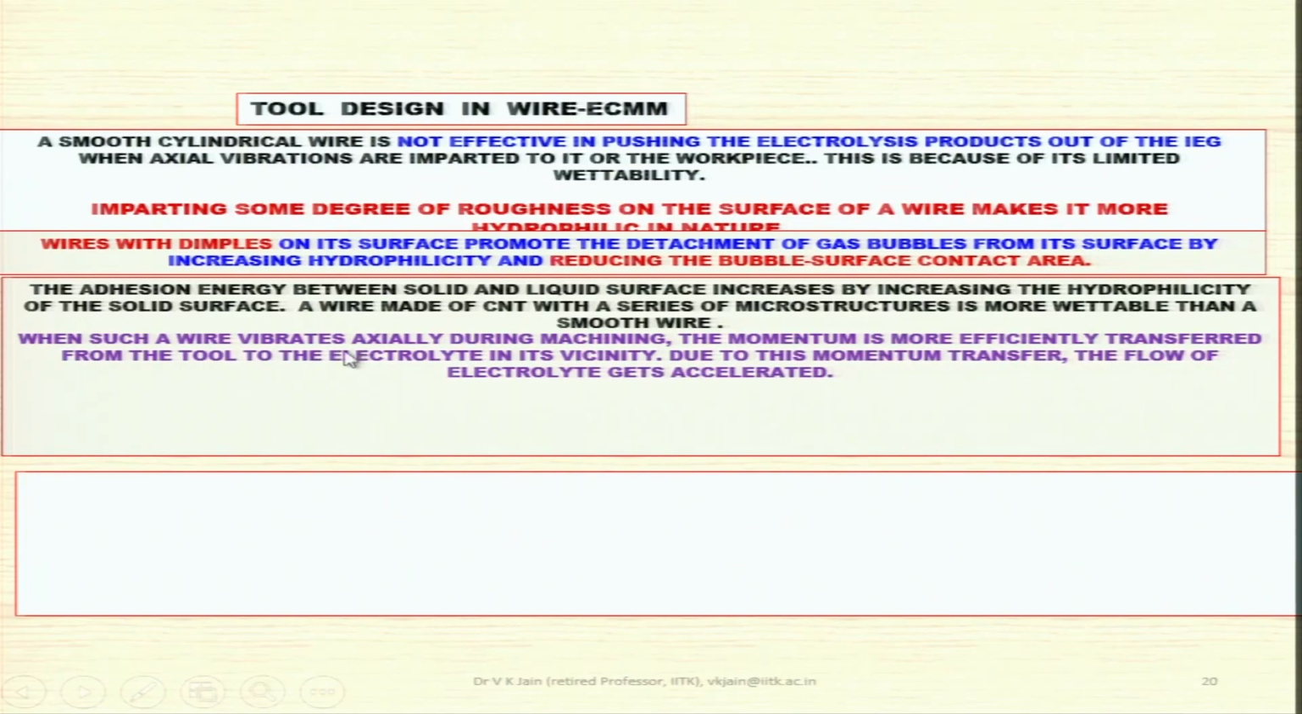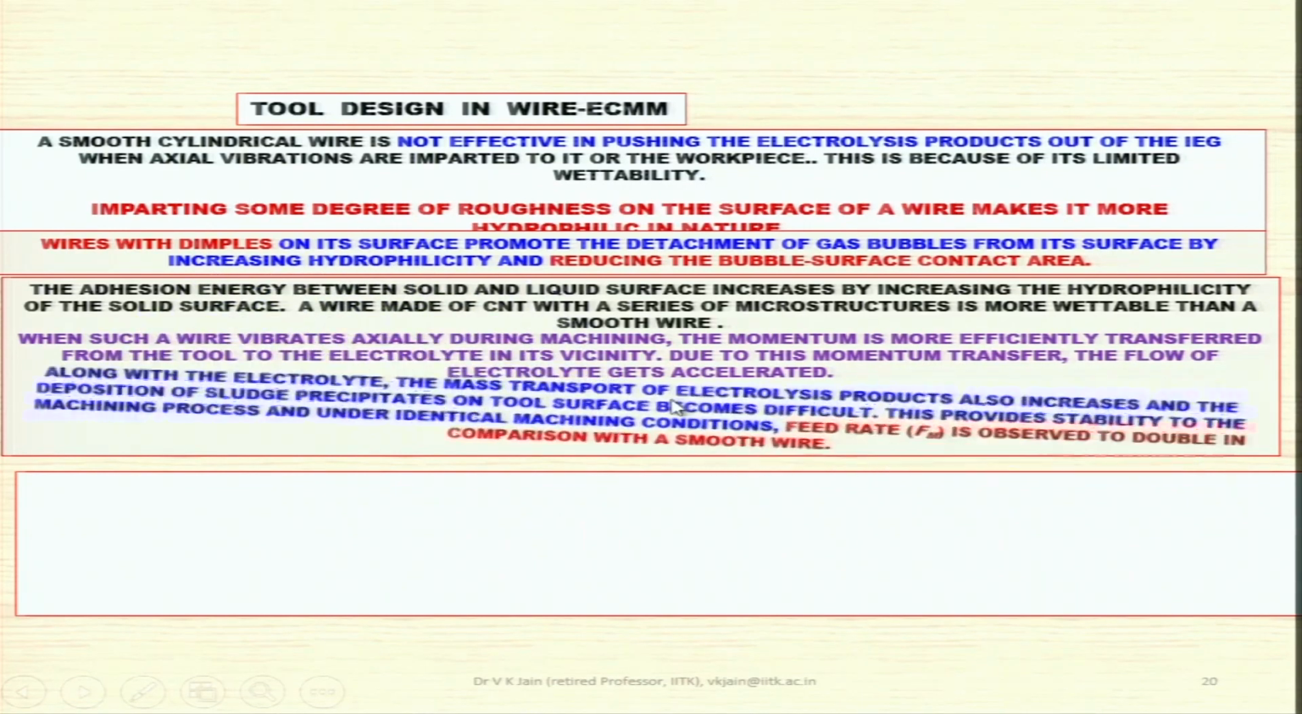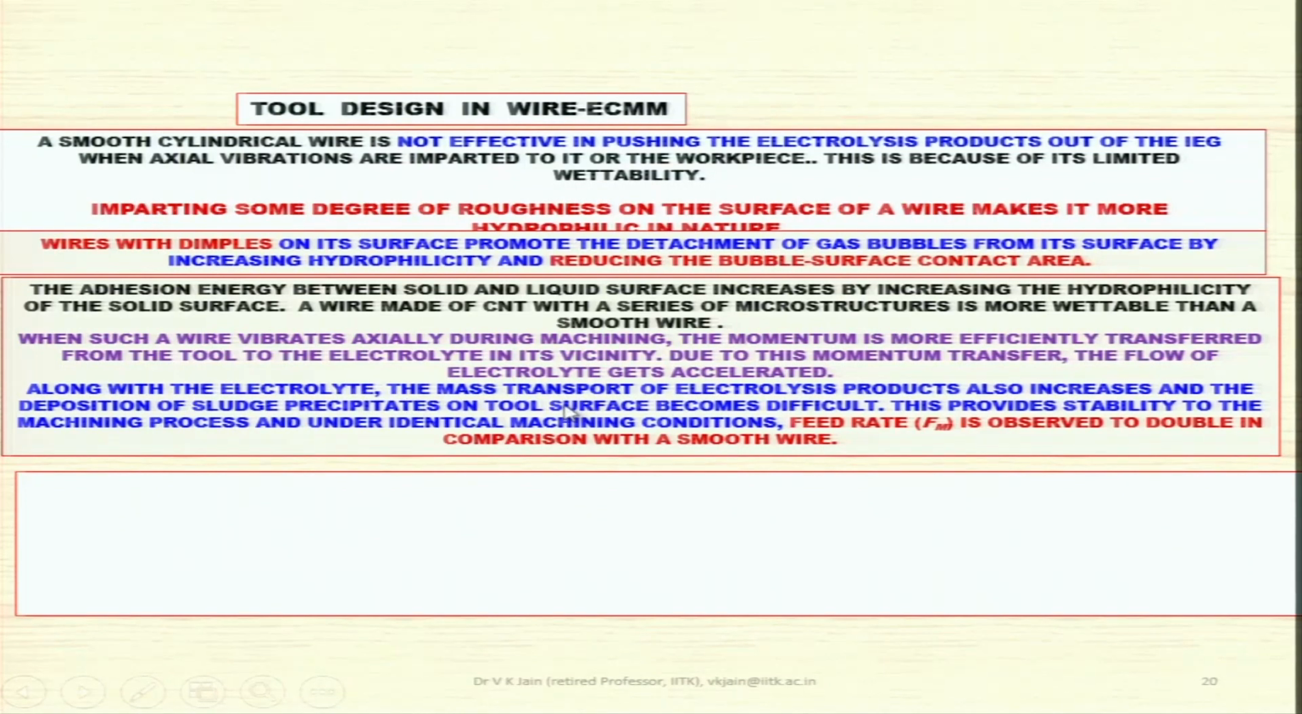When such a wire vibrates axially during machining, the momentum is more efficiently transferred from the tool to the electrolyte in its vicinity. Due to this momentum transfer to the electrolyte, the flow of electrolyte gets accelerated, and along with the electrolyte, the mass transport of electrolysis product, that is the reaction product or the sludge, also increases, and the deposition of sludge precipitates on the tool surface becomes difficult, because if sludge gets deposited on the tool surface, then the process performance will decrease and you may not get the desired component, and this provides stability to the machining process.